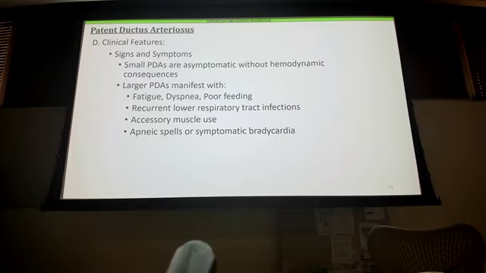So how do we treat it? Well, not how we treat it. What are we going to see? What are we going to hear? What are we going to appreciate on our physical exam for somebody who has a PDA? If they're small, they may be completely asymptomatic and have no idea it's there. If it's large, then they can start to display symptoms of poor feeding, heart failure, those types of things, and also breathing problems, because all that extra volume, all that extra pressure there in the lungs is going to lead to difficulties with breathing.